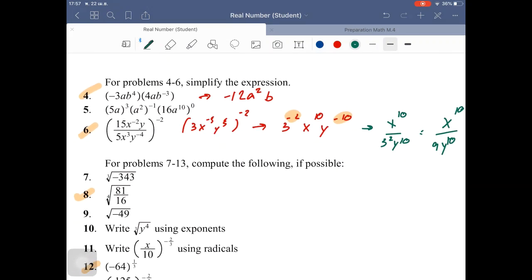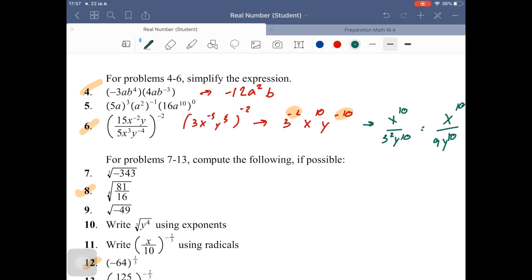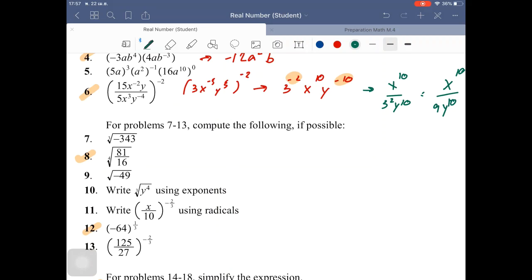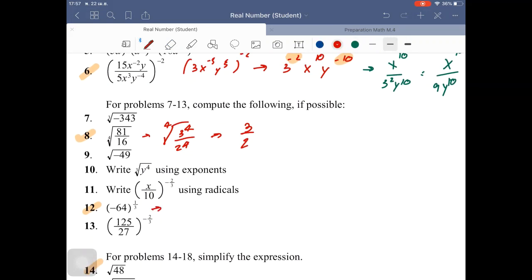Okay, question 8. The fourth root, which means you need to have 4 common numbers or variables in order to take it out from the bracket. Take it out from the radical. So how much do we have? 3 to the power of 4 and 2 to the power of 4. So the final answer will be 3 over 4. Oh, sorry, not 3 over 4. 3 over 2.